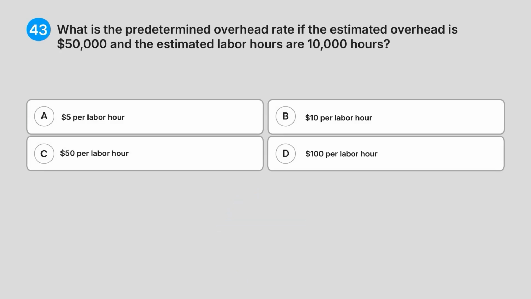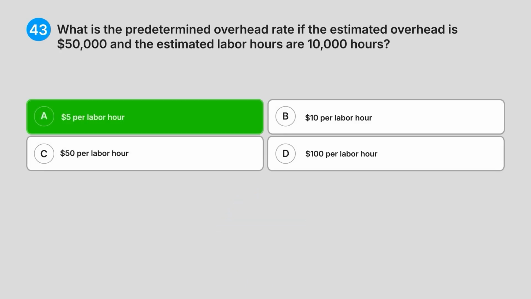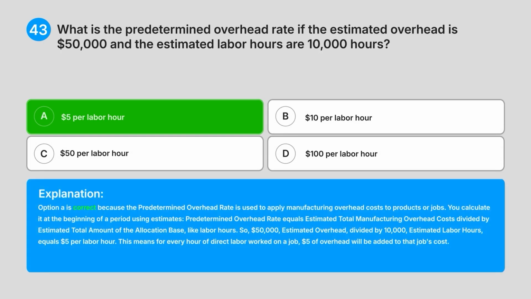Correct answer, A. USD 5 per labour hour. Explanation. Option A is correct because the predetermined overhead rate is used to apply manufacturing overhead costs to products or jobs. You calculate it at the beginning of a period using estimates. Predetermined overhead rate equals estimated total manufacturing overhead costs divided by estimated total amount of the allocation base, like labour hours.